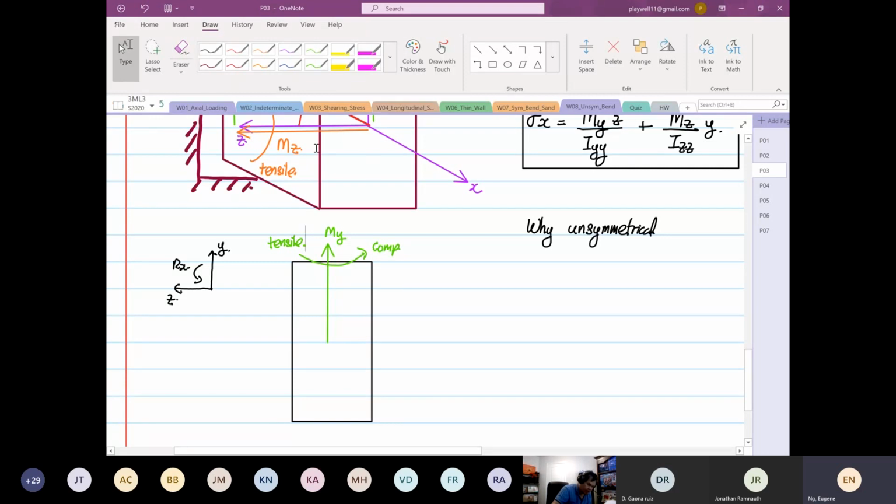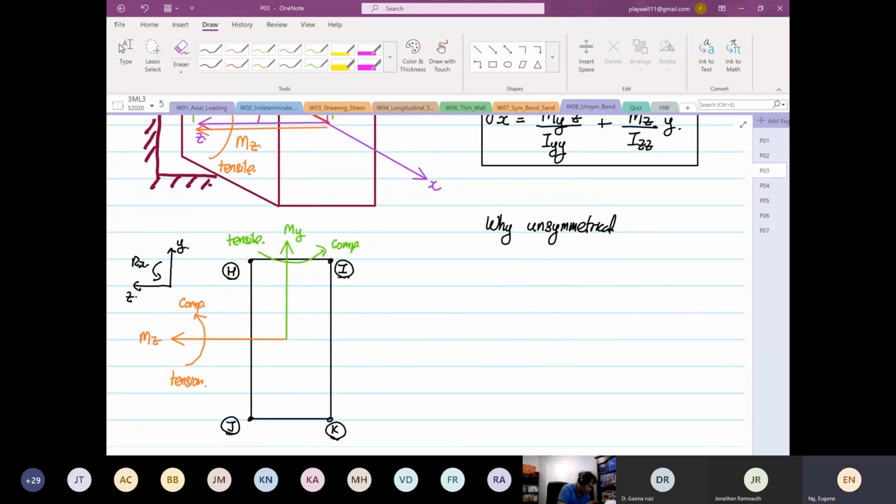And then you have the other moment vector. This will be your MZ. Okay, then you grip. So over here will be compression. Down here will be tensile. Okay. So I'm going to call this point H, I, J, and K.